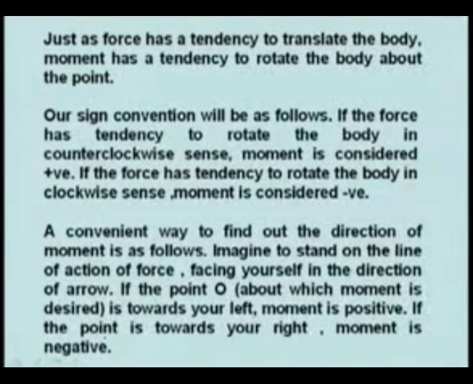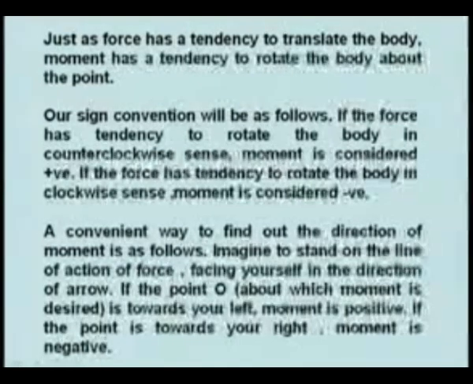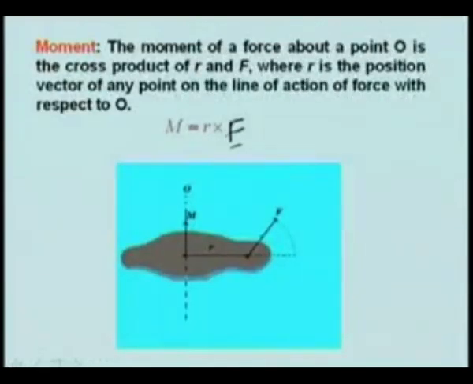A convenient way to find out the direction of the moment is as follows. Imagine to stand on the line of action of the force. If you just stand on the line of action of the force, look towards the arrow, then if the point about which you are interested to find out the moment falls towards your left hand side, then the moment will be considered positive, and if the point falls on the right hand side, then the moment will be considered negative. For example, if I take a force like this, there is a point O here.